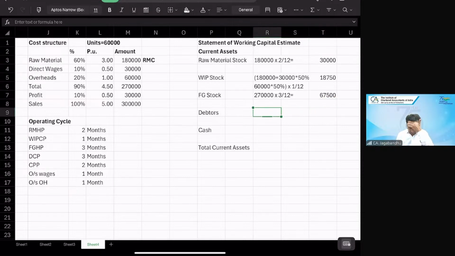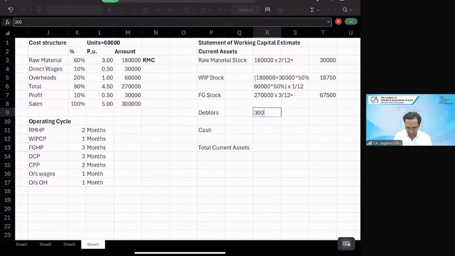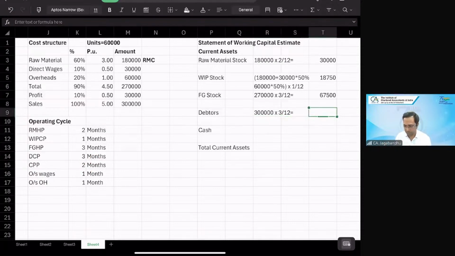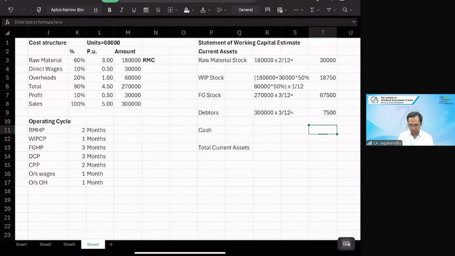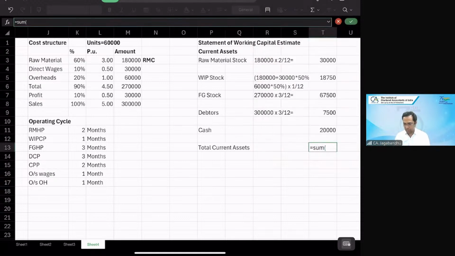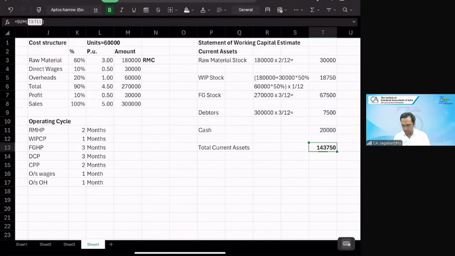Debtors is the sales figure, which is 3 lakh multiplied by the debtors collection period of 3 months. So 3 by 12. Then the cash balance is given to be 20,000. So cash is given as 20,000 in the question. Right, guys? Then we take a sum of all of them. This is total current assets. So these are gross current assets.